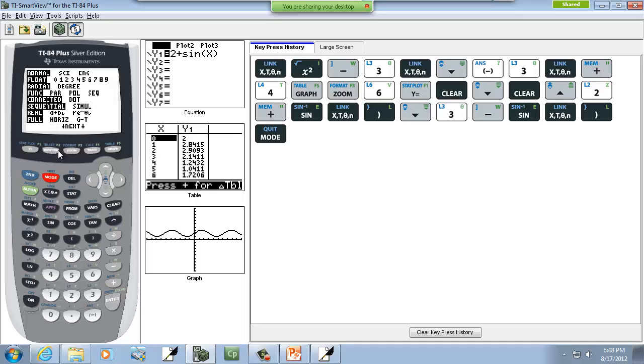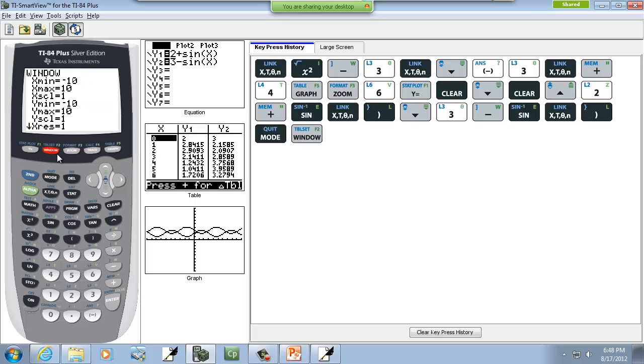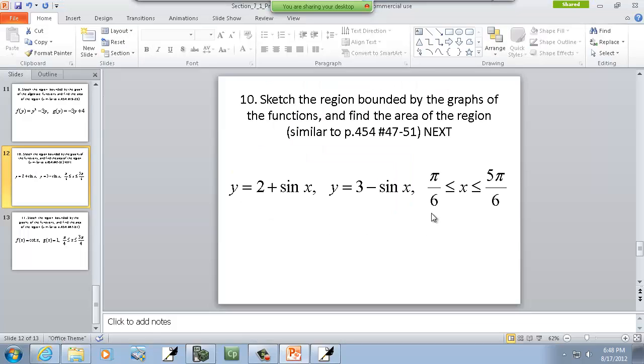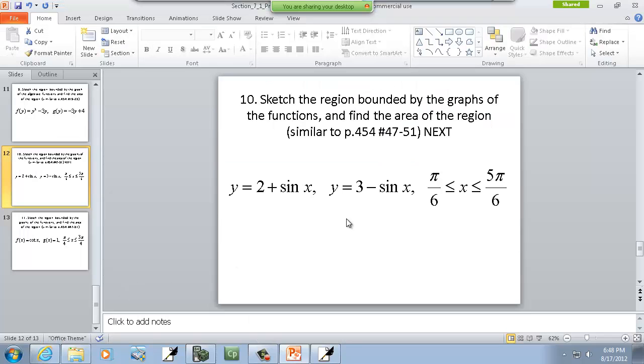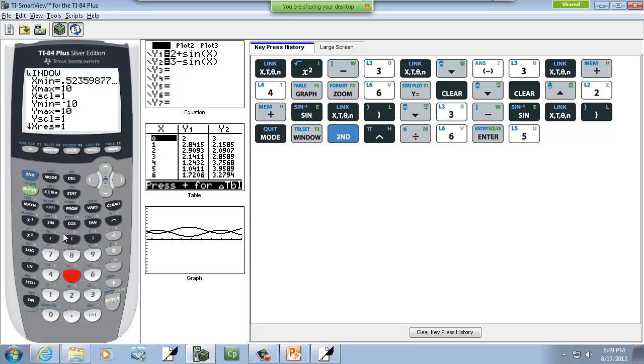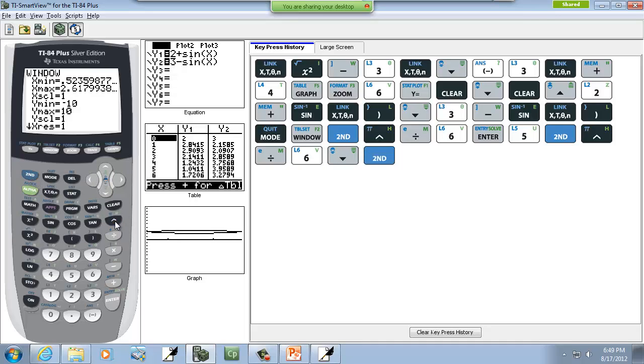I'm going to go in my window settings, which my eyes aren't so good, so I don't see that, but here's window, I think. And for the x min, I'm going to put pi over 6. That's all I'm concerned with. So I'll do second caret divided by 6, enter. And for the x max, I'm going to put in 5 pi over 6, my upper limit. So 5 second caret divided by 6. For the scale, I don't know, pi over 12 maybe, second caret. Not that it really matters, because we just want to see which one's above and which one's below. 12, like that.